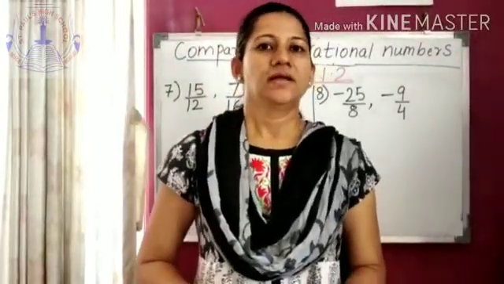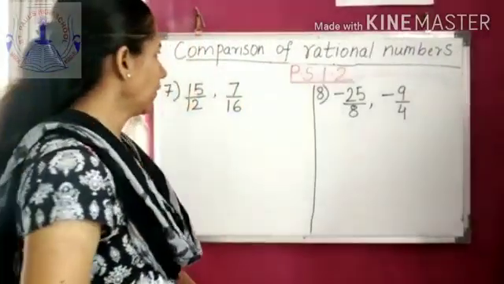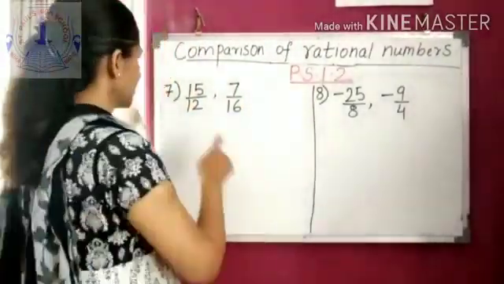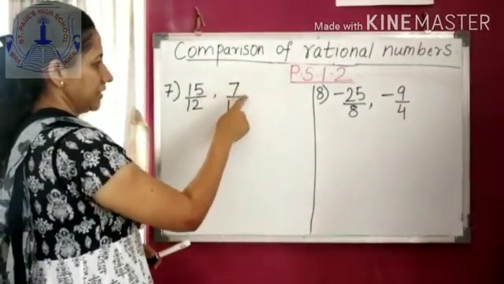Now students, let's start with the next one. Yes, of practice set 1.2, we have already done the first 6. Now the 7th question I have written here, that is 15 upon 12 and 7 upon 16.